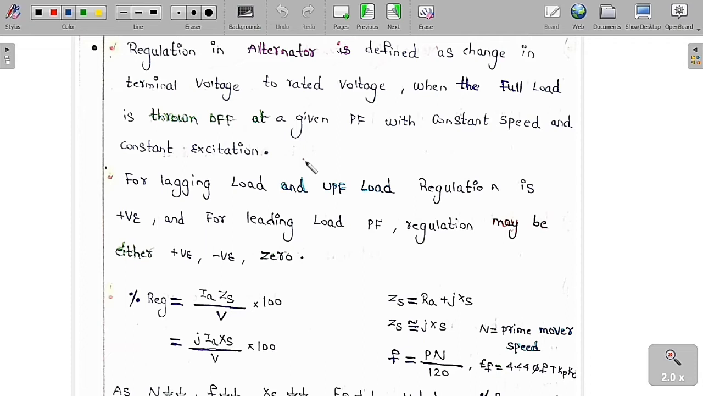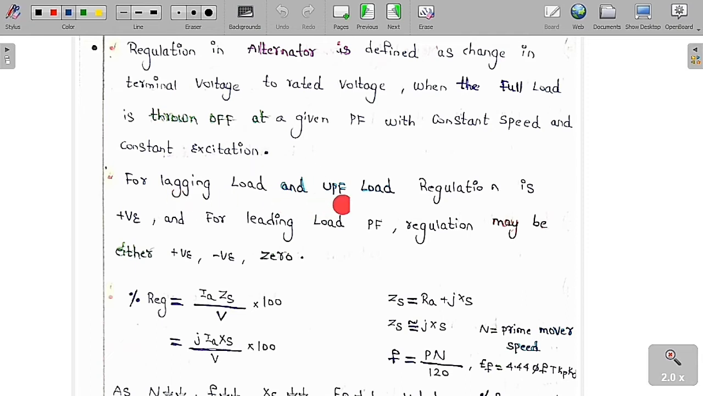So the regulation in the alternator is defined as the change in terminal voltage to rated voltage when the full load is thrown off at a given power factor with constant speed and constant excitation.